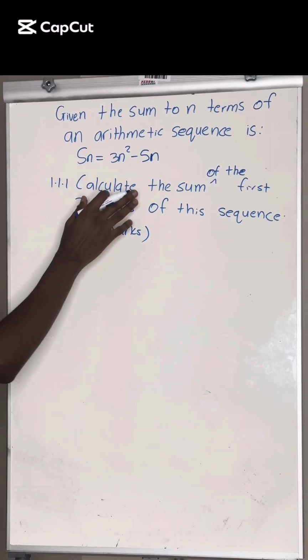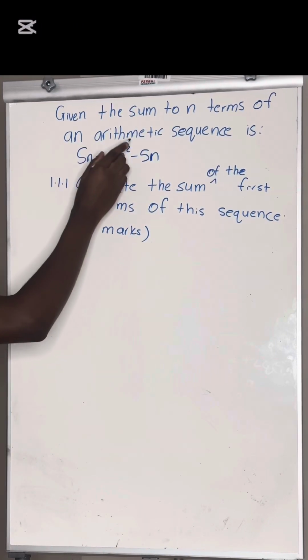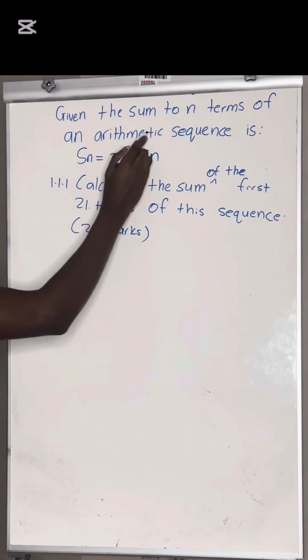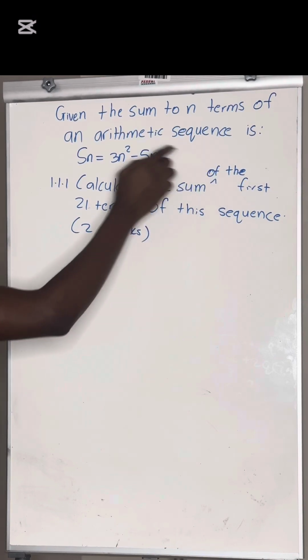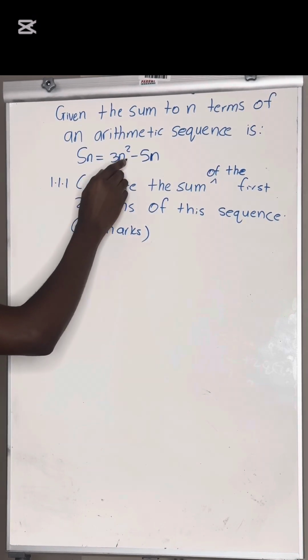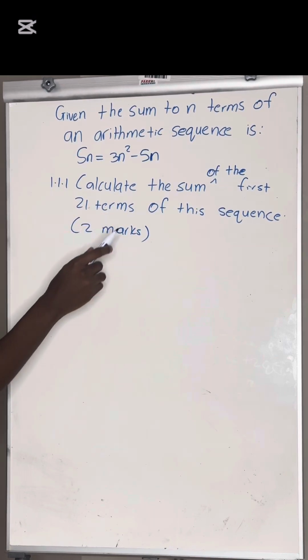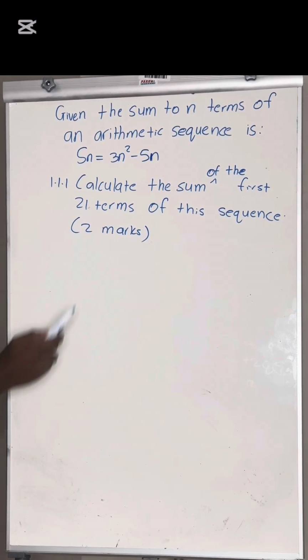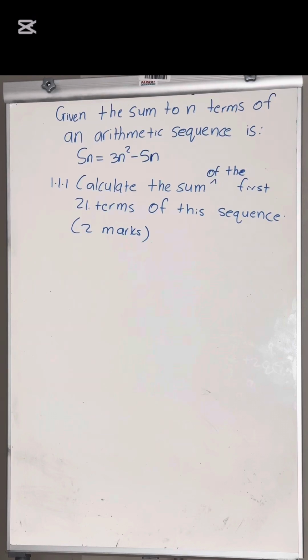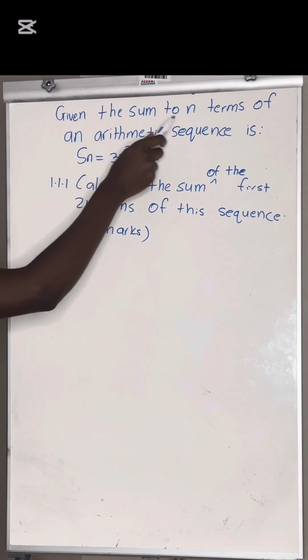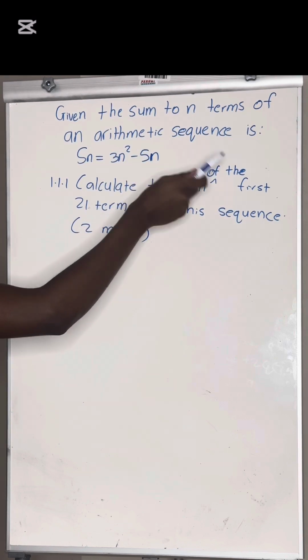So let's read this given information. It says here, given the sum to n terms of an arithmetic sequence is Sn is equal to 3n squared minus 5n. And then the first question says, let's calculate the sum of the first 21 terms of this sequence for 2 marks.